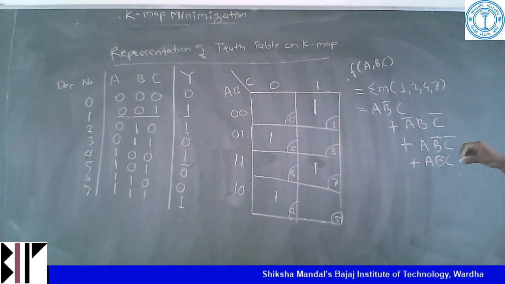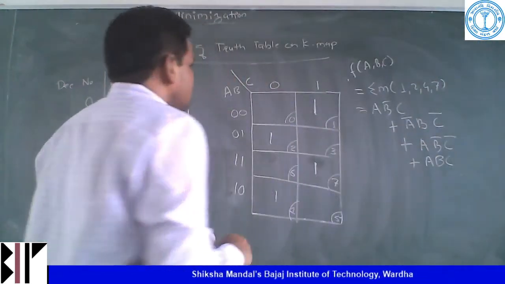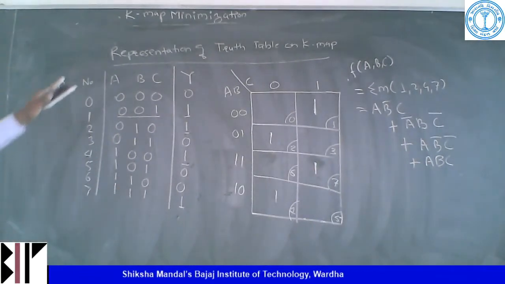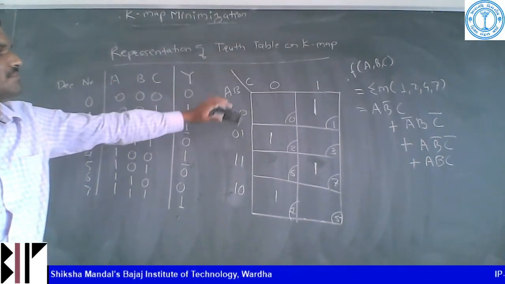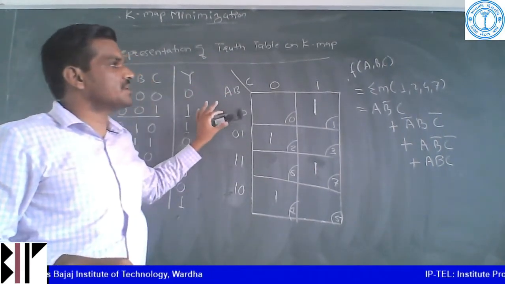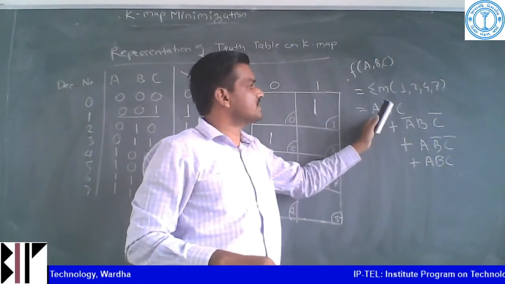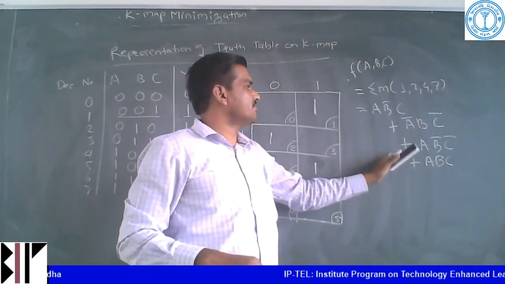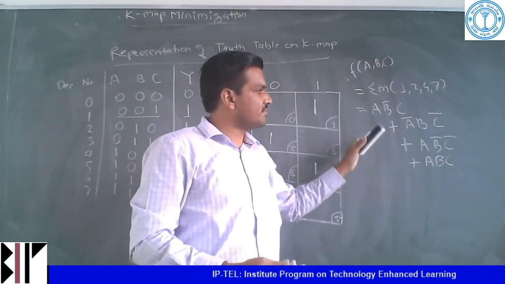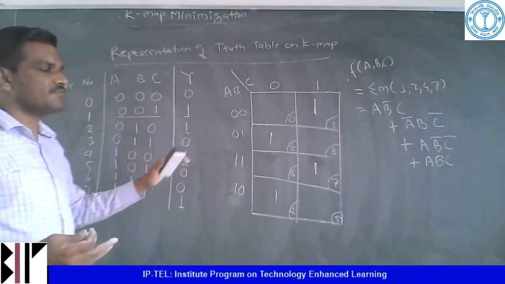Got this? Now this is just the representation of the truth table on the K-map, and I have shown you the equation, that is the Boolean expression. Okay, we are not going for minimization right now. We will minimize this when we go for minimization.